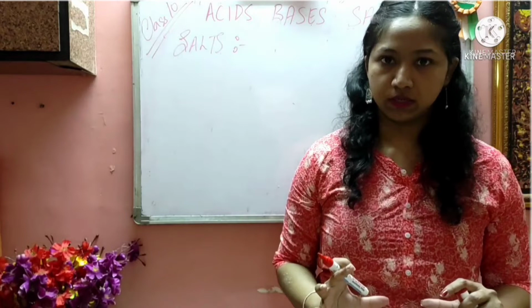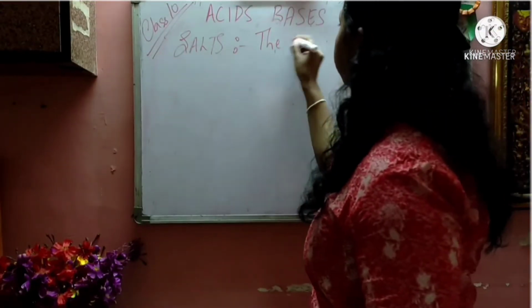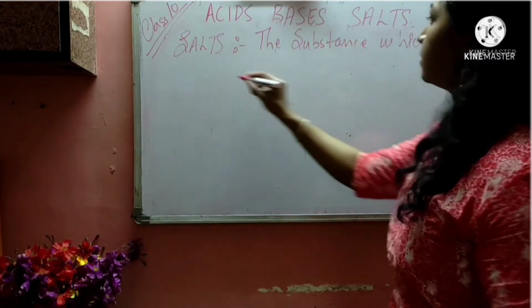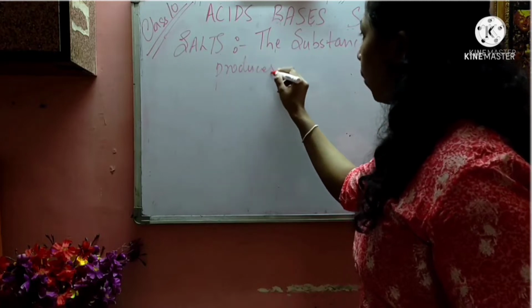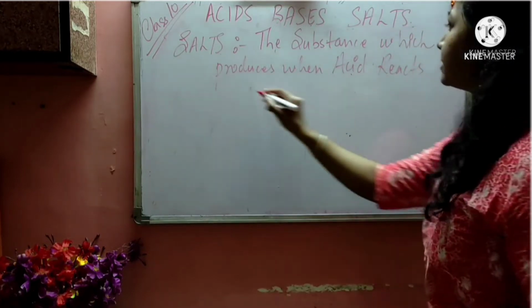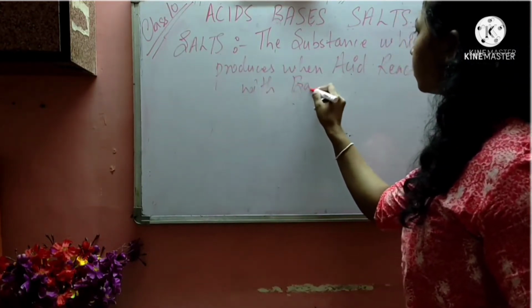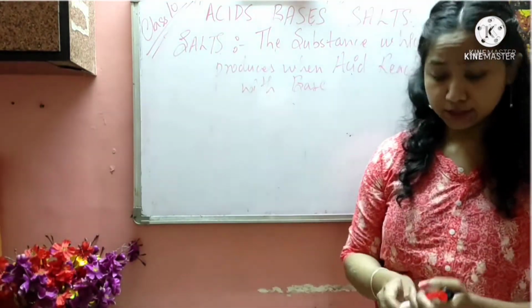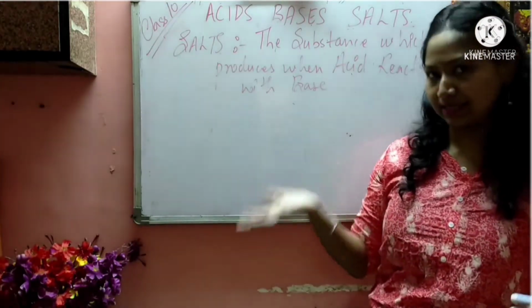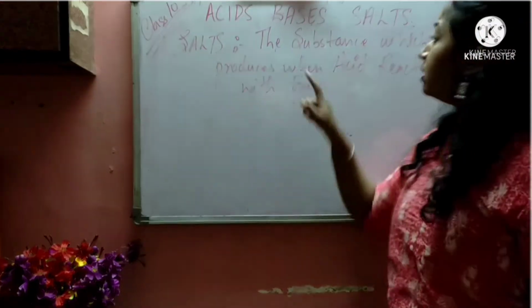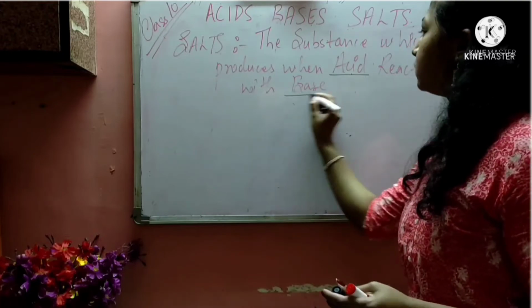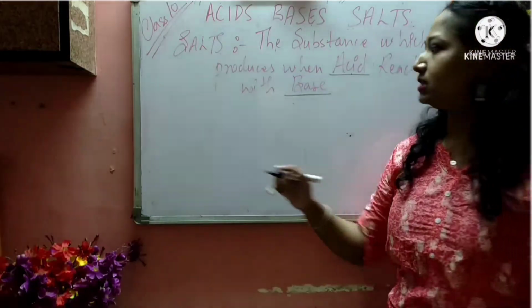What is salt? The substance which is produced when acid reacts with base. How is it produced? We'll see it now.